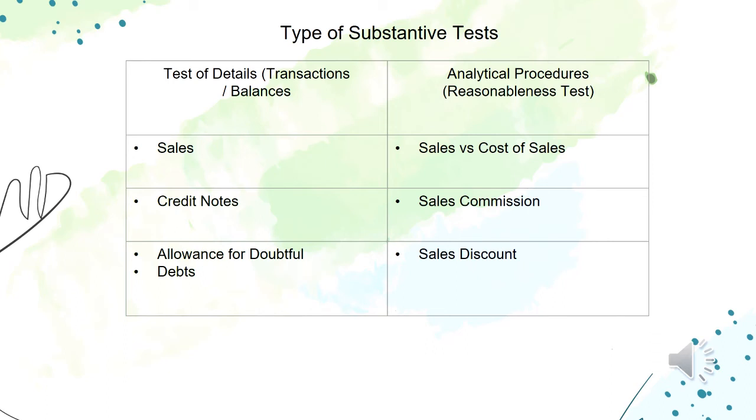The last type of substantive test is analytical procedure. The objective of using analytical procedure in this phase is to increase the auditor understanding of the client and identify specific audit risks by considering unusual or unexpected balance or relationship in aggregate data. The example for analytical procedure are sales versus cost of sale, sales versus commission, and sales discount.